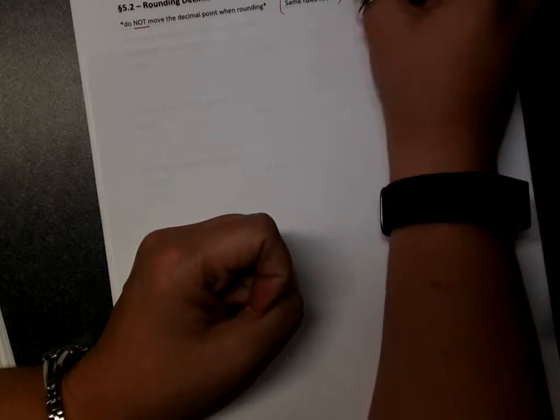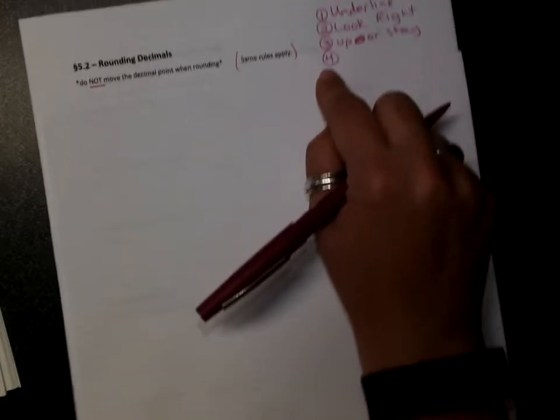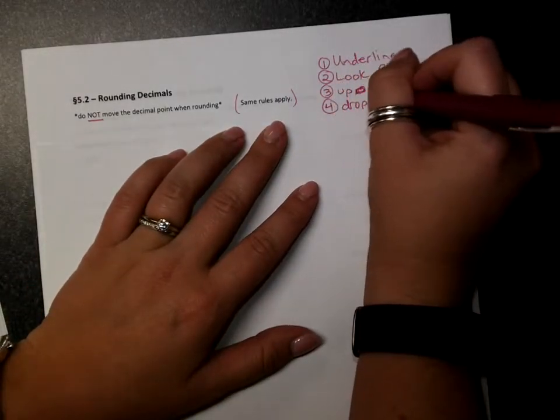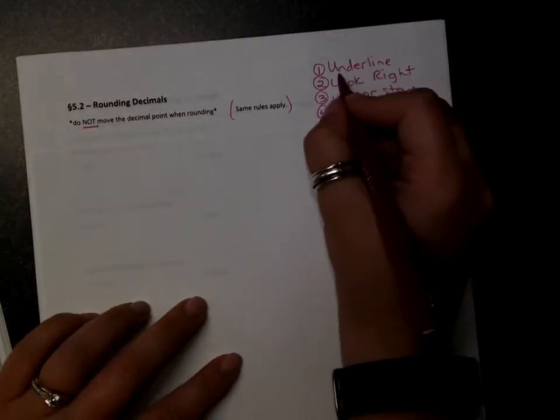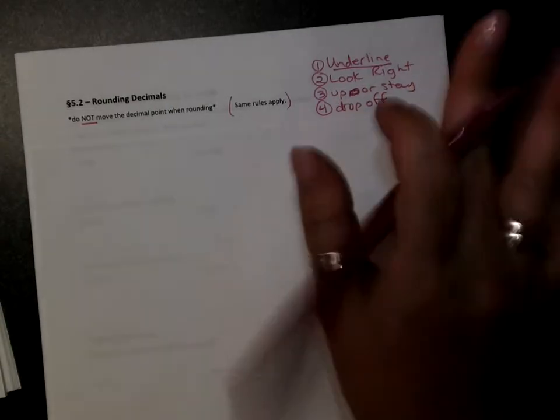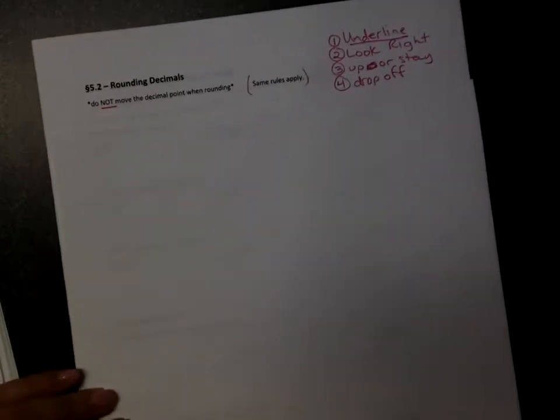And that is underline. Let's review those. Underline the place you're rounding to. And you look to the right. And then you make your decision. You either round up or stay. Up or stay. And then this time, instead of changing everything to zeros, you just drop off everything after where you're rounding. So you underline the place you're rounding to, look to the right and make your decision, up or stay. After that, you just drop off anything else. It's kind of nice. You don't have to add zeros or anything.